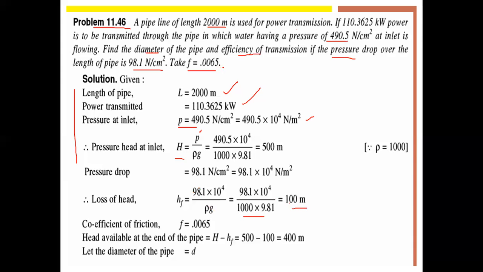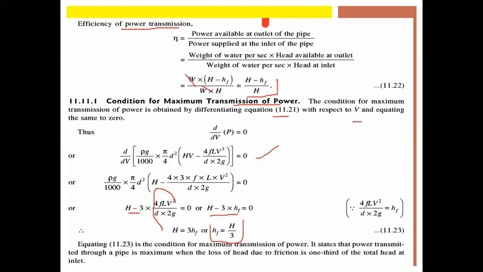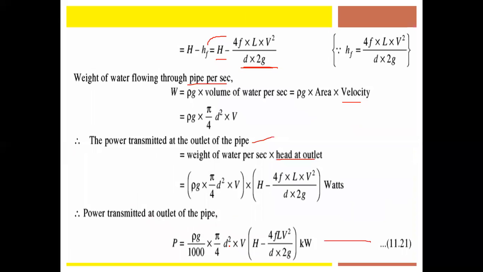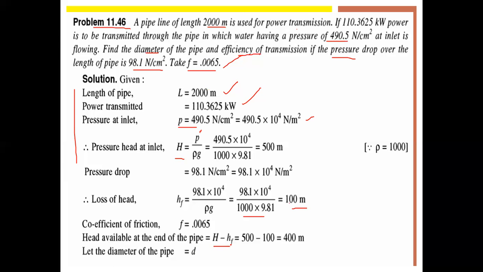Then what is the coefficient of friction? 0.0065. Then what is the thing you have to find? The pressure head available at the end of the pipe is equal to H minus h f. So H minus h f is equal to the pressure head at inlet, which is 500, minus the loss of head, 100. Therefore 500 minus 100 is 400 meters.